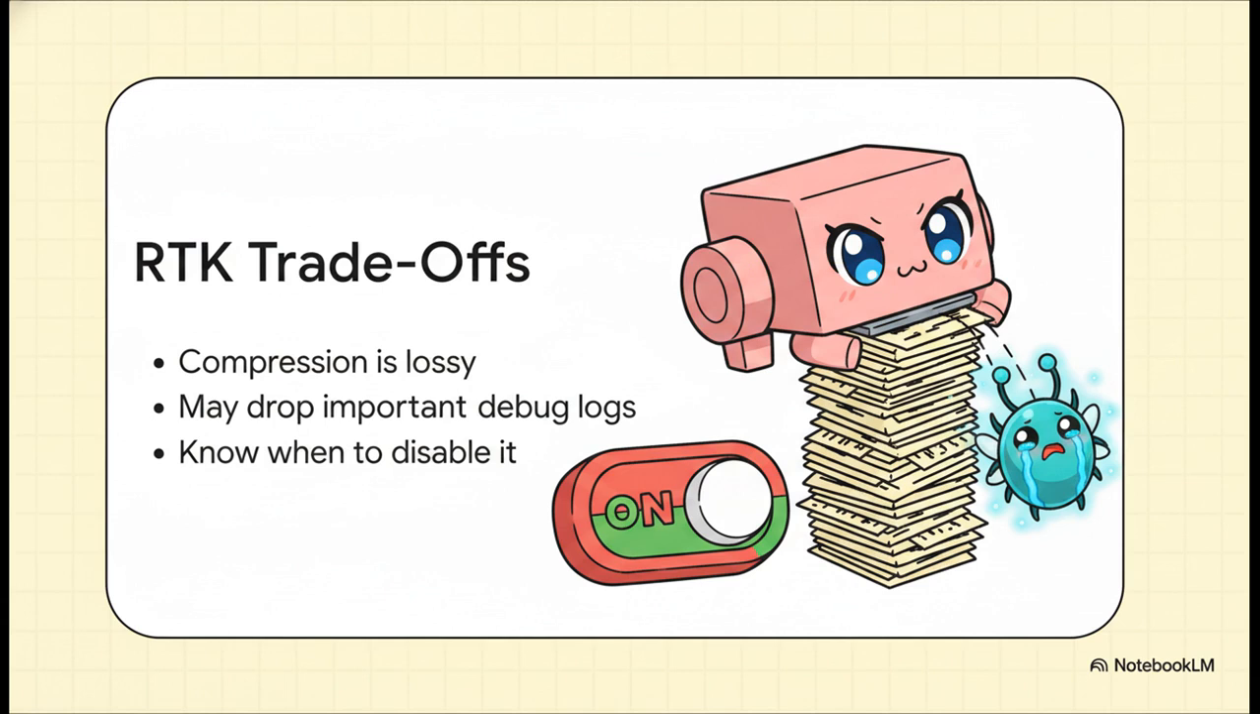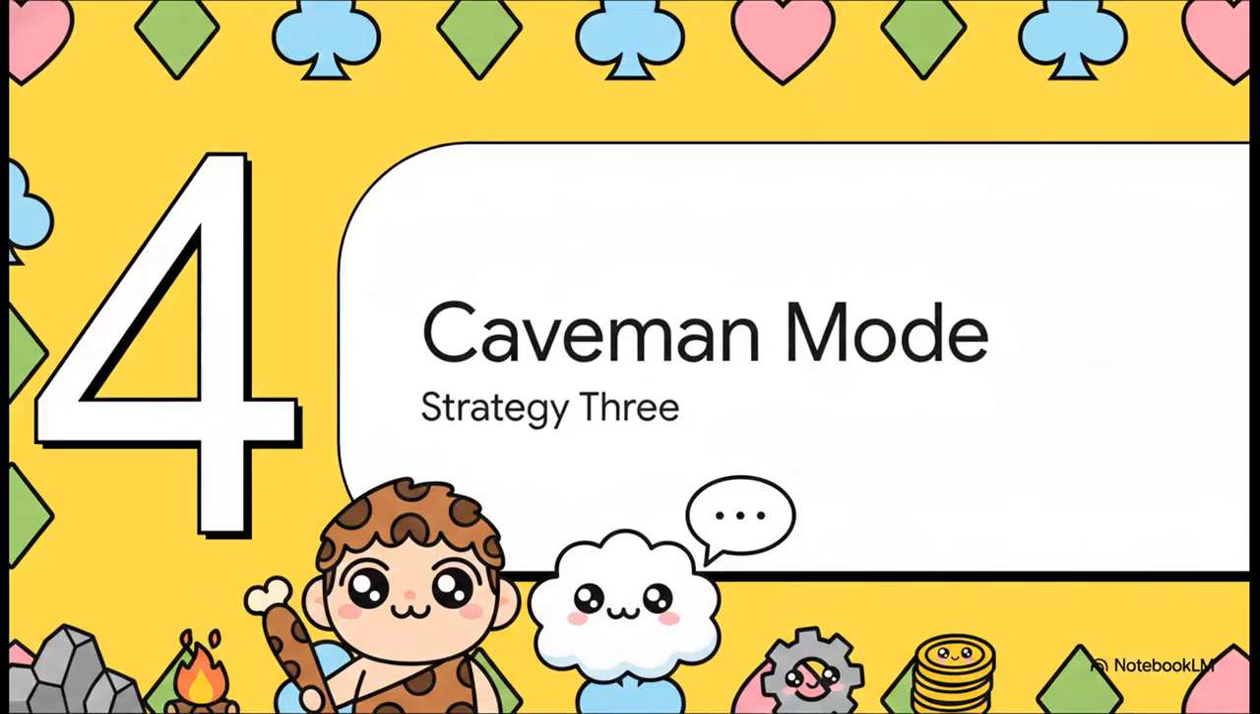If you're deep in a self-healing debugging session where the agent really needs to self-correct step by step, do yourself a favor and turn RTK off. Next up, Section 4, Strategy 3, Caveman Mode.